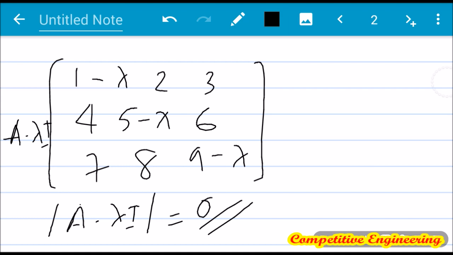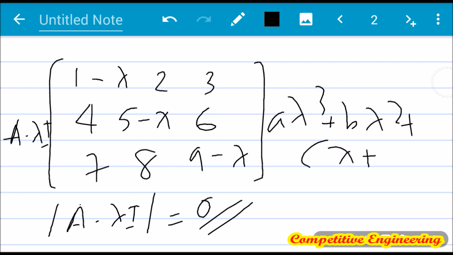Determinant of A minus lambda I equal to 0. When we find this determinant, we get a cubic equation in lambda: A lambda cube plus B lambda square plus C lambda plus D equal to 0. By solving this equation, we find the values of lambda. But solving a cubic equation is very difficult, so we need an easy method to find the eigenvalues. We have an interesting property of eigenvalues, and we use that property to find them.